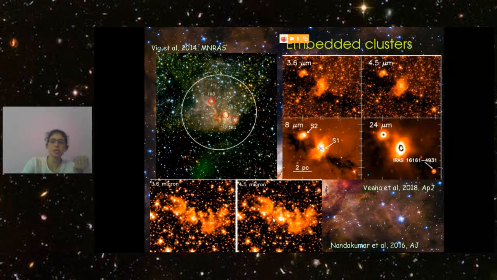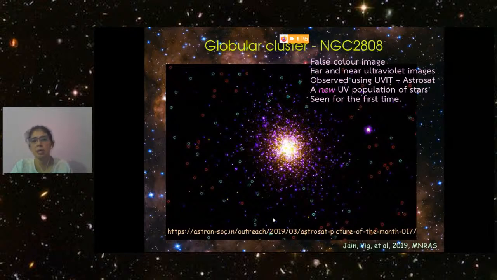Then we have also looked at, for example, one globular cluster, and this was using AstroSat. All of you, I hope, are familiar with AstroSat. We used the Ultraviolet Imaging Telescope to image this particular globular cluster, which is NGC 2808. And we found some very interesting things. For the first time, we found a new population of ultraviolet stars. They're not really very hot, but this was a new population of stars which were not seen earlier.